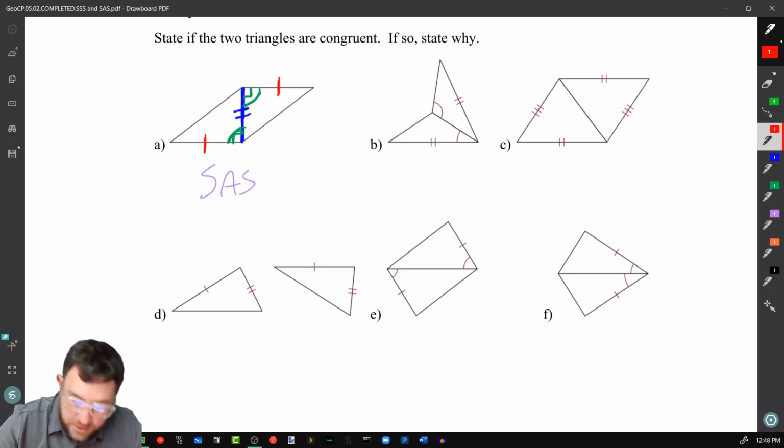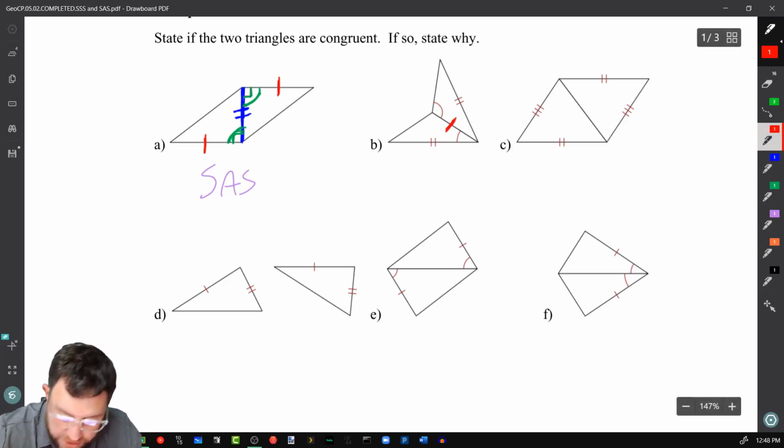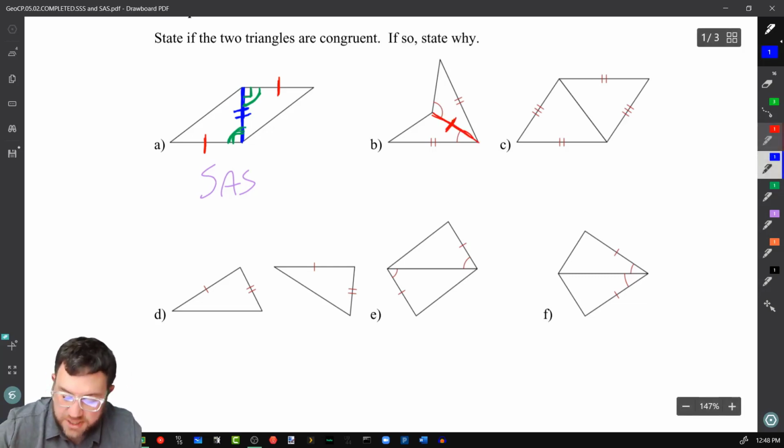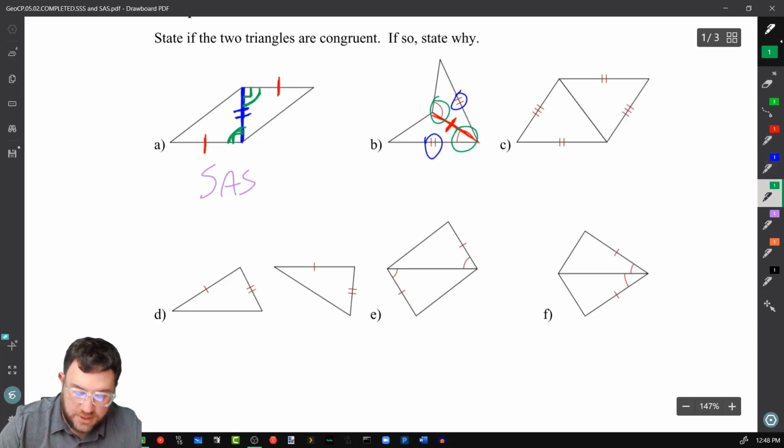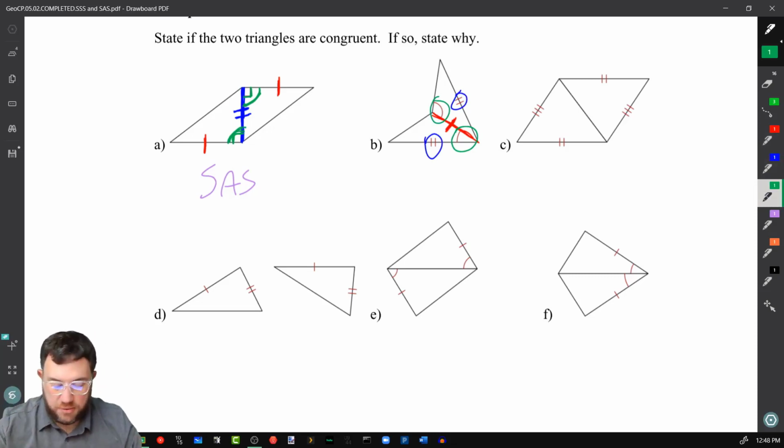For B, this should jump out at you. They share a side. It's congruent to itself. We've got another pair of sides marked. We've got a pair of angles. Now, for the lower triangle here, the angle is included. It's between the two sides that we have.